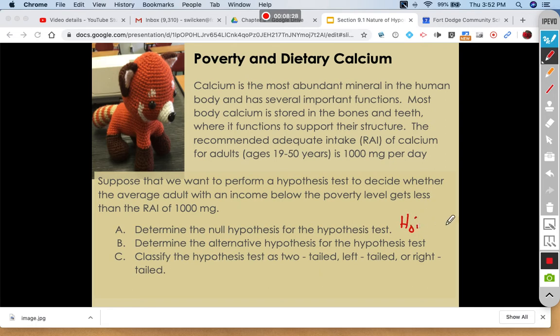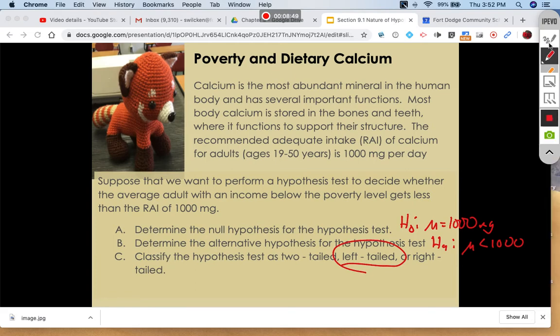Null hypothesis, mu equals 1,000. Alternate hypothesis, mu is less than 1,000. We're less than, so we're going to go to the left-tailed. So these are situations where we would use these different types of hypothesis testing.